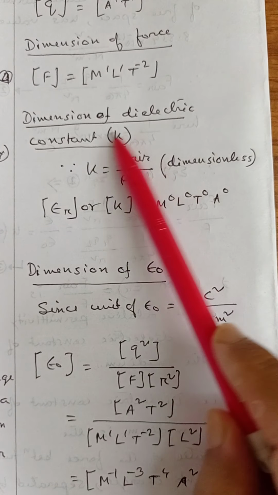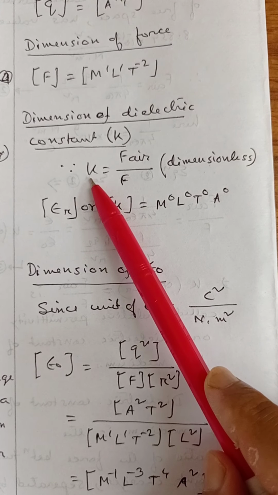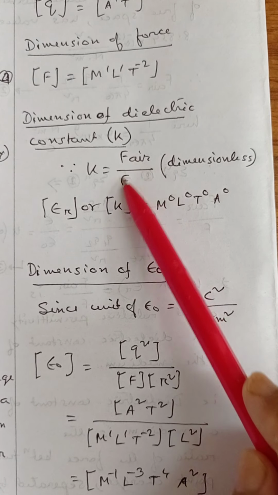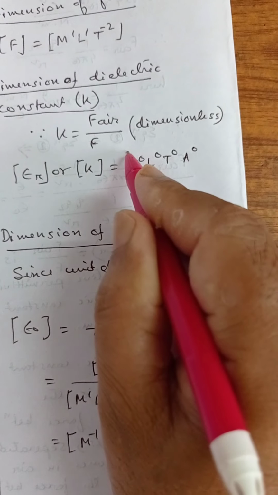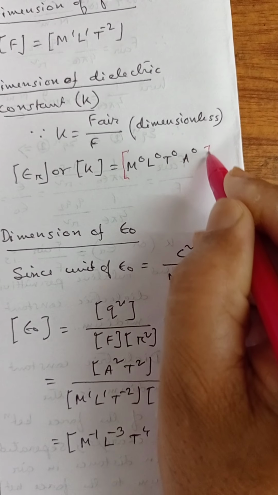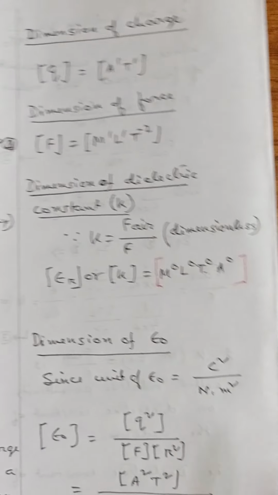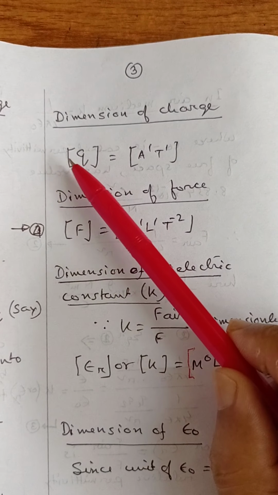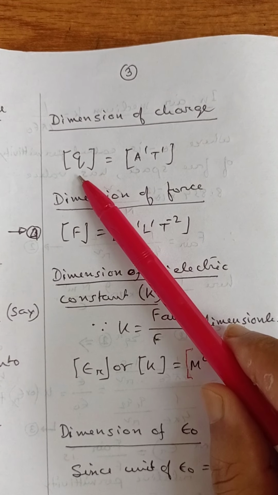What is the dimension of the dielectric constant of the medium? In the last part, we discussed the dielectric constant of the medium, K is equal to F air by F. Since it is a ratio of forces, it is a dimensionless quantity. Therefore, the dimension of the dielectric constant of the medium, or relative permittivity, is written as M0 L0 T0 A0. Sometimes a question may come, why is the dimension of charge not C1? Actually, charge is not a fundamental quantity. Current is a fundamental quantity. Therefore, the dimension of charge is A1 T1.